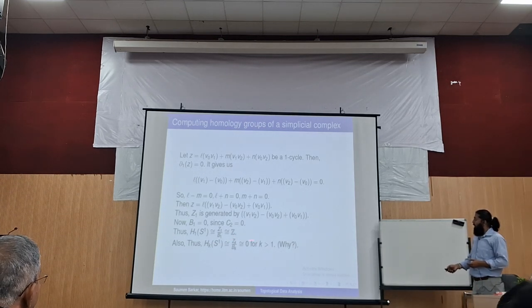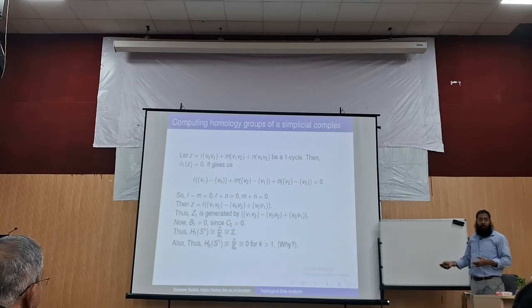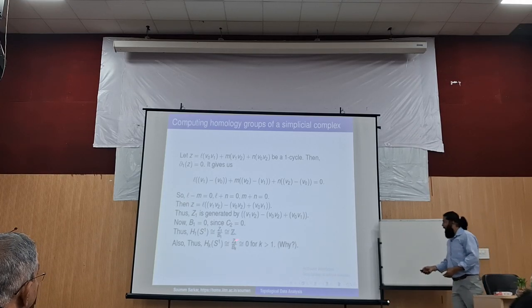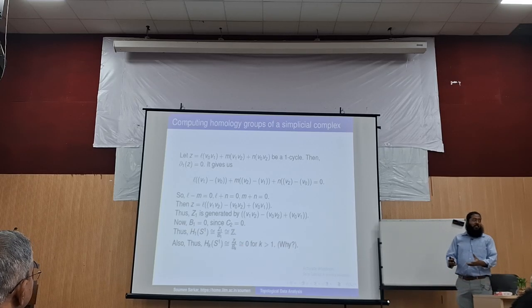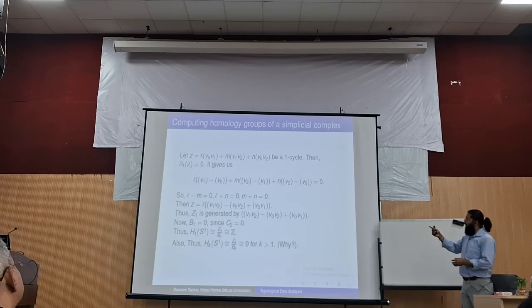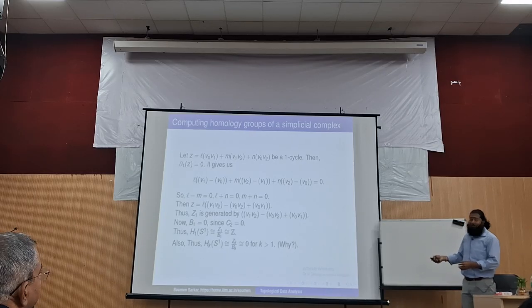And the other homology is also 0, because the cycle, the dimension cycle, is automatically 0. So that is the computation for the homology of the cycle. And you can see it takes some time to do the calculation.